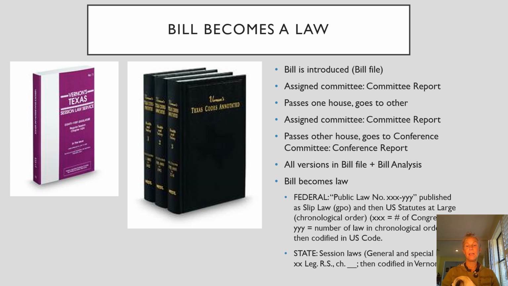And then the state, in Texas, when it's first passed, it's called a session law. And then we have volumes that are called general and special laws. Not every library has these because it's really redundant, right? Because they're going to be published here, but they're also going to end up in the codes. But for legislative history, it can be really helpful to have these volumes because of the way that they're organized.